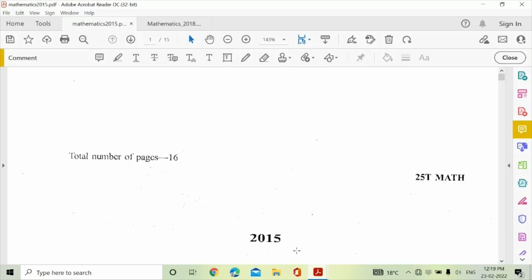Today in this lecture, I am going to discuss some important questions of the previous year 2015 mathematics paper. I have selected some questions from this paper only. Patterns are important, so if we go through all those questions, then obviously you will have the idea how we can proceed to find the answer of some questions related to this.